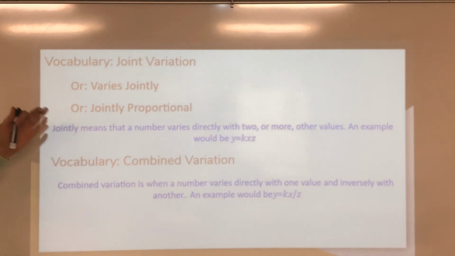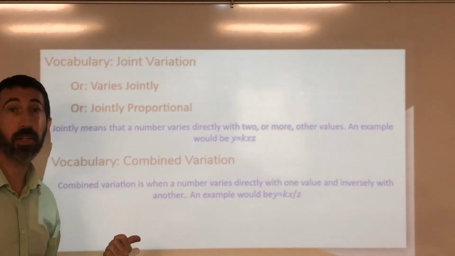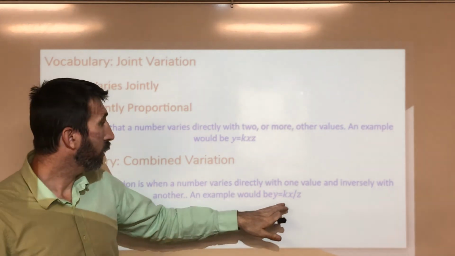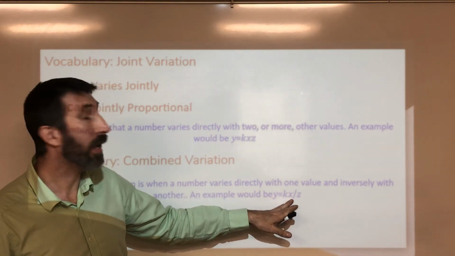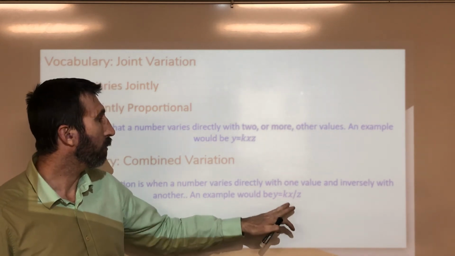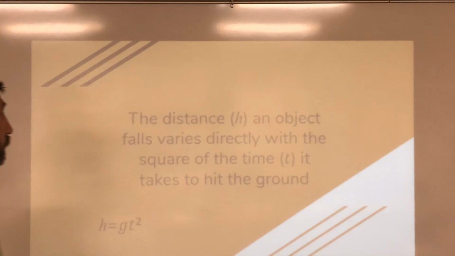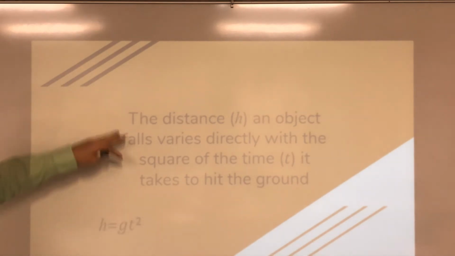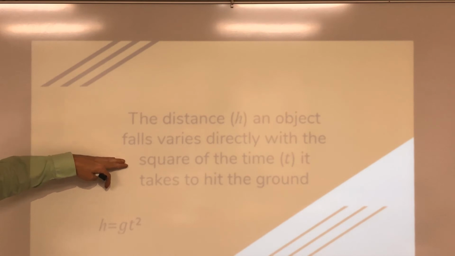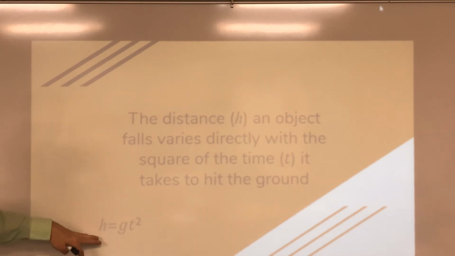Combined variation, that just means it's a direct variation and an inverse variation. So Y varies directly with X because it's K times X, but inversely with Z because it's K divided by Z. So the distance an object falls varies directly with the square of the time it takes to hit the ground. So h equals g times t squared.